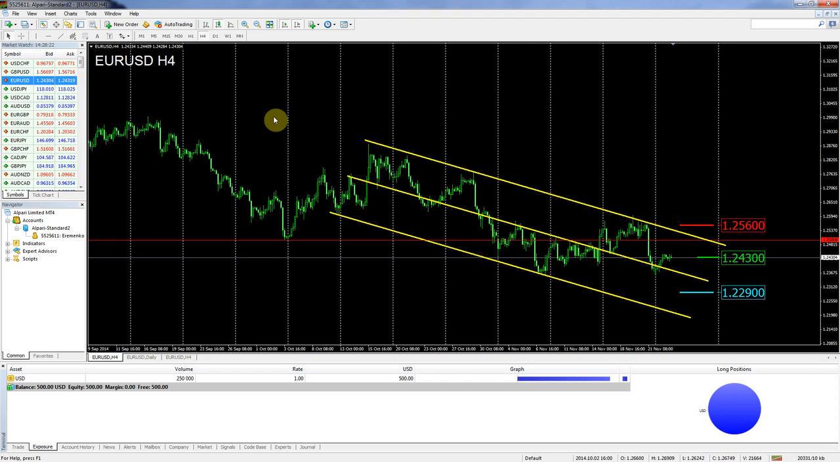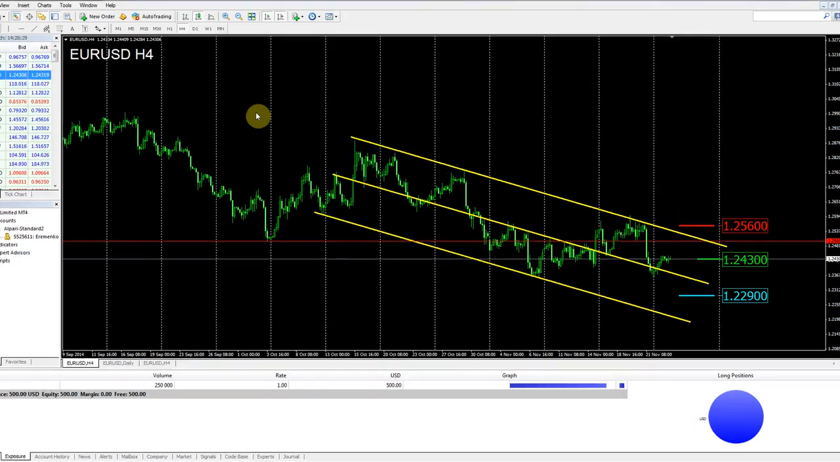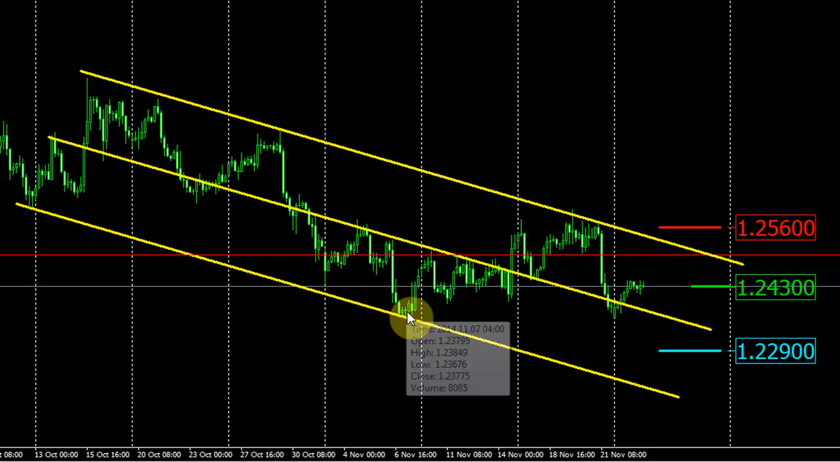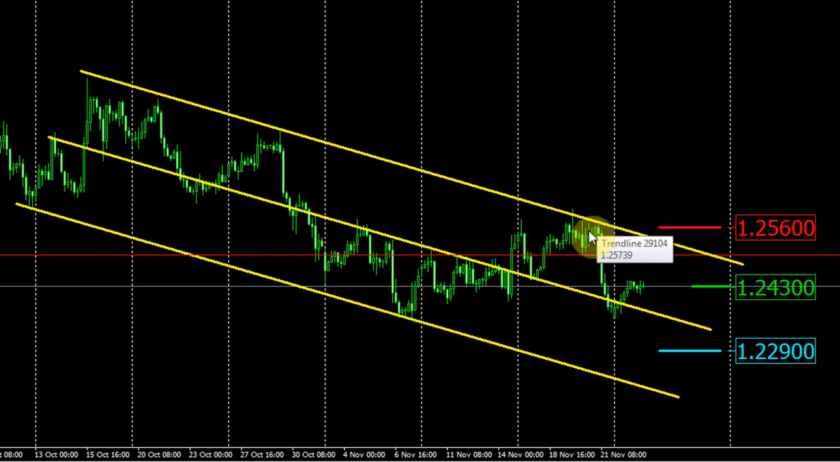As you can see, the price on the euro-dollar 4-hourly time frame is currently in a downward sloping channel. So the borders are marked with these outer two yellow lines. The middle yellow line marks the middle of the channel. The price first entered the channel over here at the bottom border. Then it hit the top border a couple of times, hit the middle, hit the top border, went down, back to the bottom border, crossed the middle, went to the top border. Now it's just touched the middle.